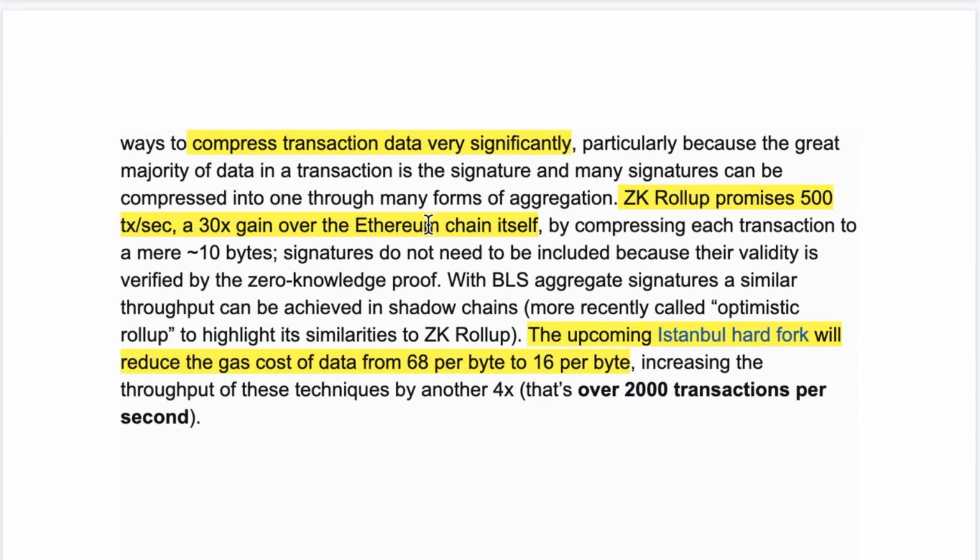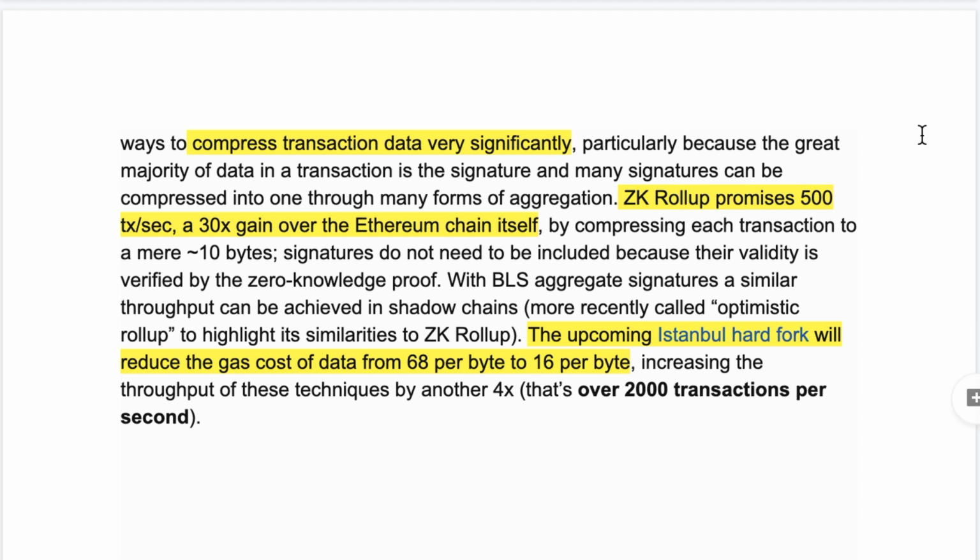Now, the scalability gain that zero knowledge rollup can bring is around 500 transactions per second. That's around a 30 times gain over the current Ethereum TPS at the moment. One thing that's pretty interesting is the upcoming Istanbul fork, and this will reduce the gas cost of data from 68 per byte to 16 per byte. And that's a 4 times increase.